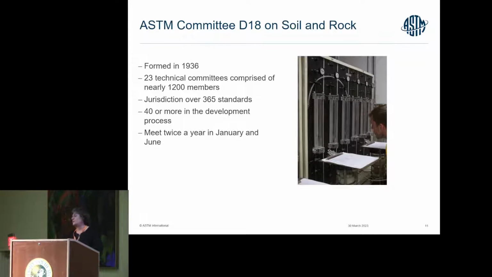So D18 on soil and rock was formed in 1936. We have 23 technical subcommittees with nearly 1,200 members. We have jurisdiction of over 365 standards with 40 or more in the development process. And we meet twice a year in January and June. Some of our meetings are hybrid, so you can attend online sometimes. And then you can see by the numbers that D18 is actually one of the larger committees in ASTM.